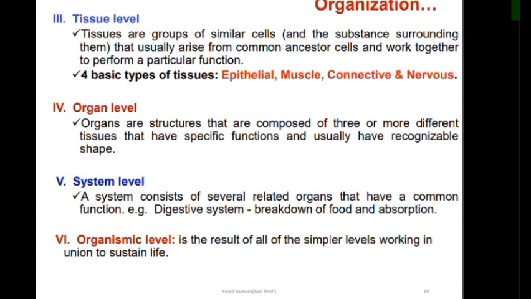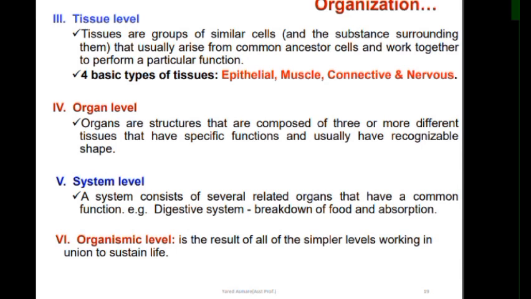The third one is tissue level. Tissues are groups of similar cells and the substance surrounding them that usually arise from common ancestor cells and work together to perform a particular function. There are 4 basic types of tissues. These are epithelial tissue, muscle tissue, connective tissue, and nervous tissue.